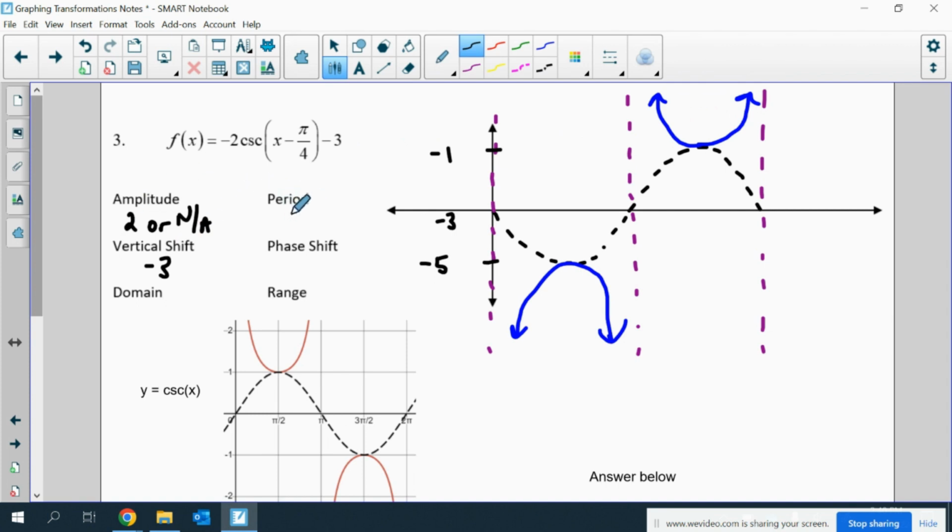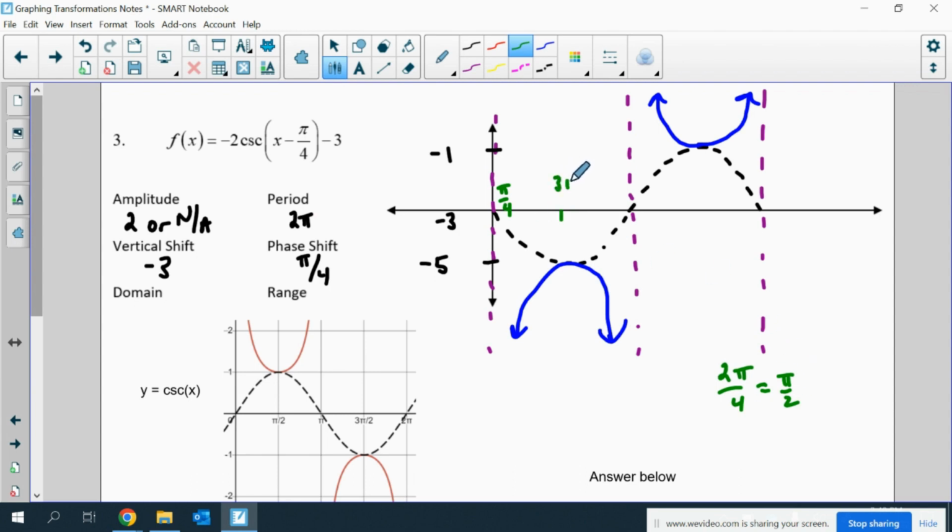The period in this case is the typical period because there's no b value, so that's 2 pi. The phase shift is to the right pi over 4. And so we'll get to domain and range in a second. But if I look at where I'm starting at pi fourths, then I have to add period divided by 4 every time. So I'm adding pi over 2.